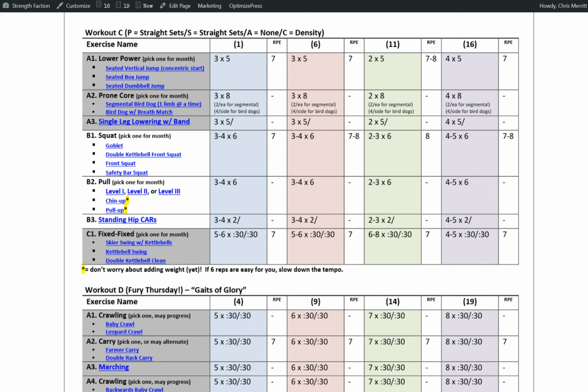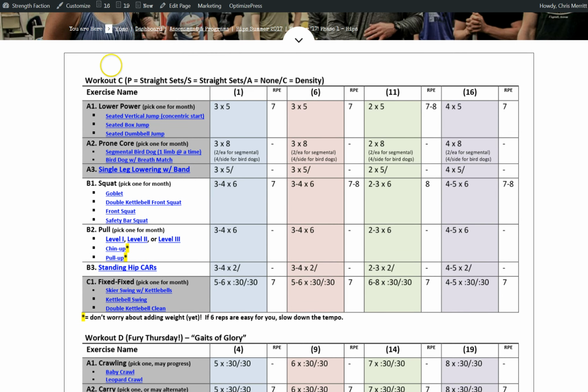Moving on to page 2, workout C. So workout C is going to look a lot like workout A, but whereas our main lift was a deadlift on workout A, our main lift is going to be a squat on workout C. So before that, though, we have our power block. So our power block up top, lower power this time, seated vertical jump, seated box jump, or seated dumbbell jump. You're going to pick one of those. You're going to do 5 reps at an RPE of 7, unless you're doing seated box jump or seated vertical jump. There is no weight.